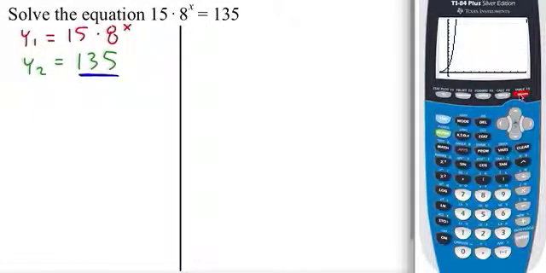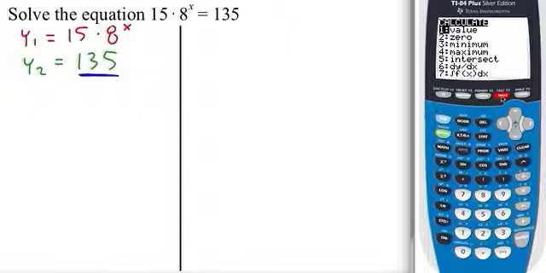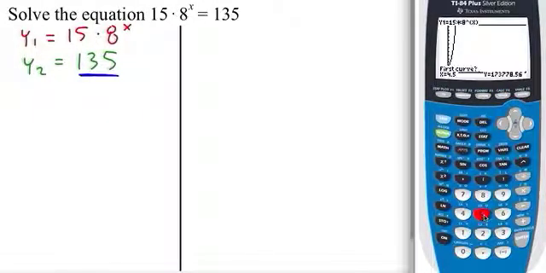So there is 15 times 8 to the x. Here comes the line y equals 135. And we can find where they intersect. So second calc, intersect. First curve, second curve, just make sure it's the other line. And then the guess, just move kind of close so your calculator has an idea of where to look, and there's our answer.